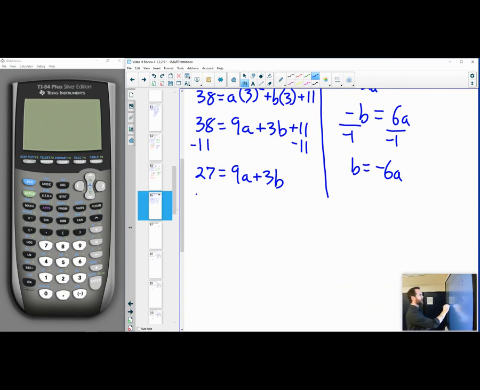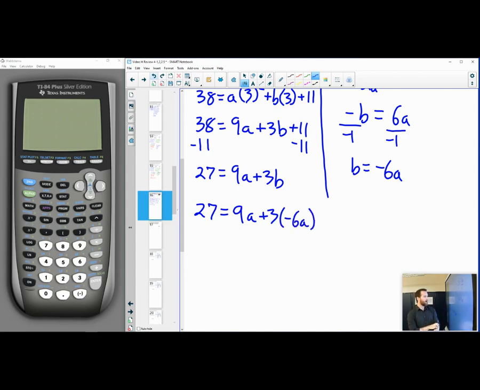Okay, so we have two equations, equation 1, equation 2, and I would not use elimination this time because the b's and the a's aren't really lined up. I would just use substitution because we know b equals negative 6a. So wherever we see b, we can substitute in a negative 6a, and that's exactly what we're going to do. So this equation becomes 27 equals 9a plus 3 times not b anymore because we know b is negative 6a.